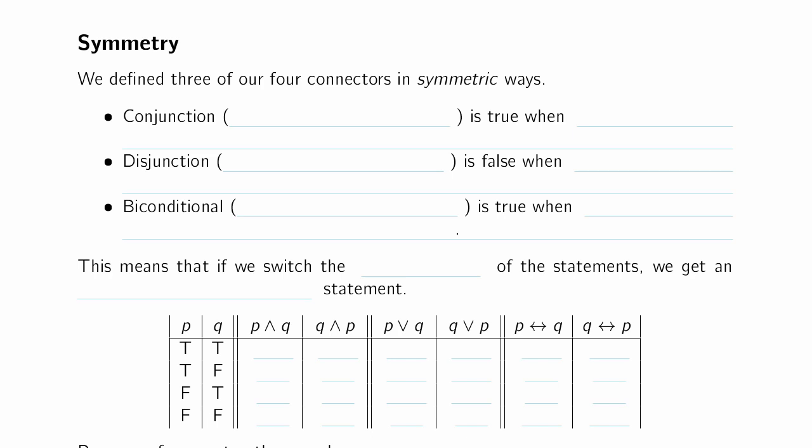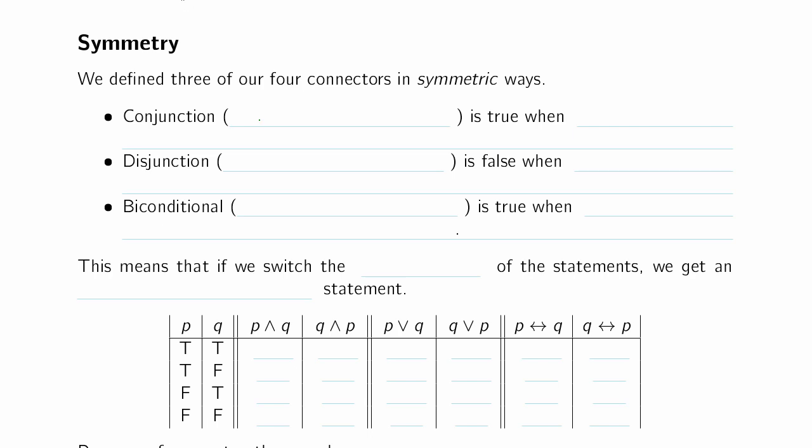Now, we have a fact about 3 of our 4 connectors that we've kind of alluded to before, but we can make it a little bit more formal in the language of equivalence. And that is that 3 out of our 4 connectors are symmetric. And that's true just because of how we defined them.